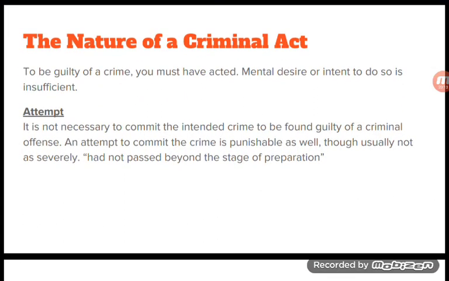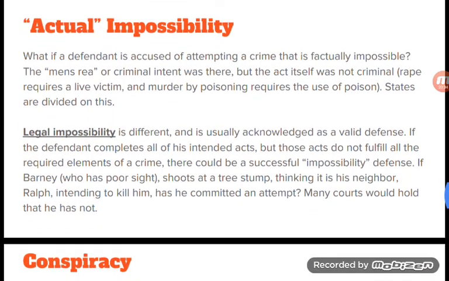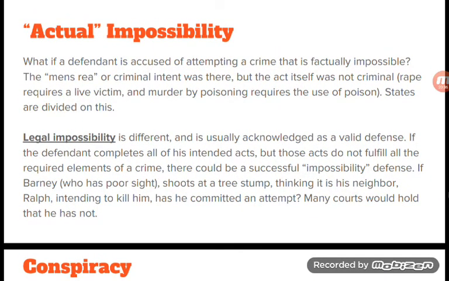The nature of a criminal act. To be guilty of a crime, you must have acted. Right, the mental desire or intent to do so is insufficient. So we do have attempt. An attempt to commit the crime is punishable as well, though usually not as severely. Although we've got some exclusions here, actual impossibility. What if a defendant is accused of attempting a crime that is factually impossible? The mens rea or criminal intent was there, but the act itself was not criminal.